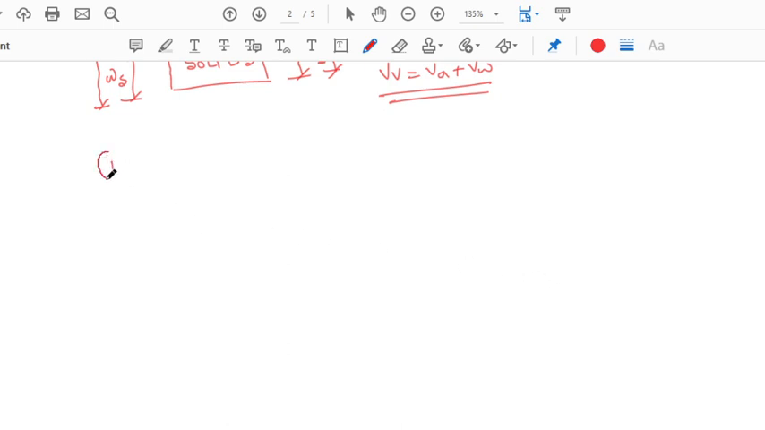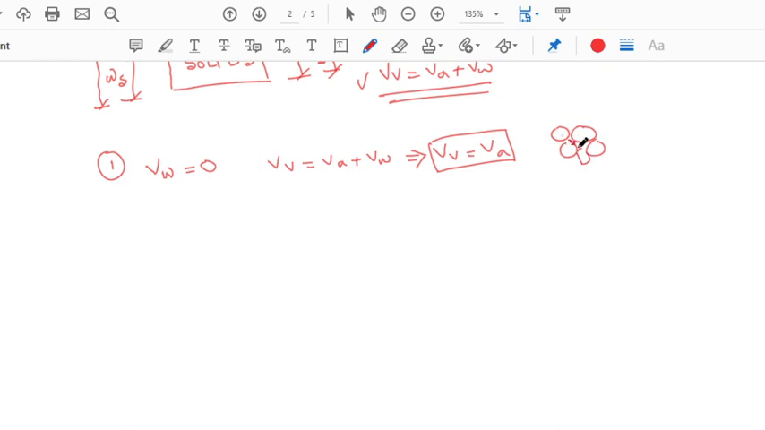The first case: let us consider the volume of water equal to 0. From the equation we have, volume of voids equals volume of air plus volume of water. When we consider the volume of water as 0, the volume of voids becomes equal to the volume of air. That means within the voids of the solid particles there is only air present. There is no water, right? In such a condition we can consider the soil as dry soil.